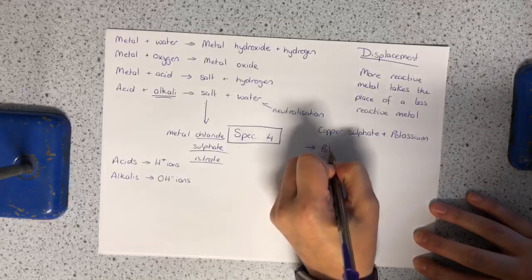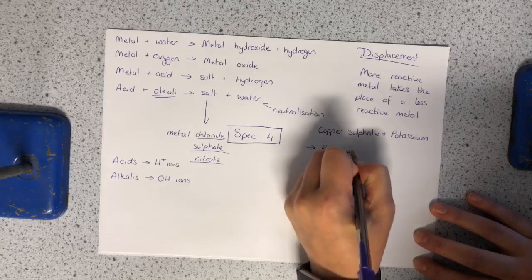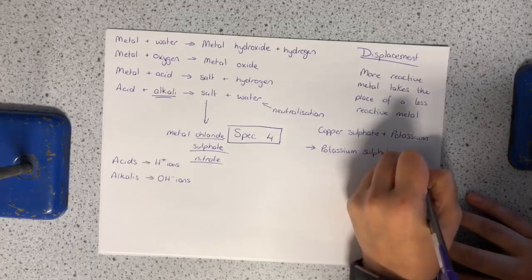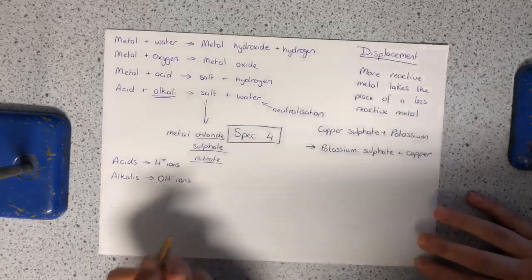So you'd actually get potassium sulfate plus copper. Okay, so now you're left with copper on its own.